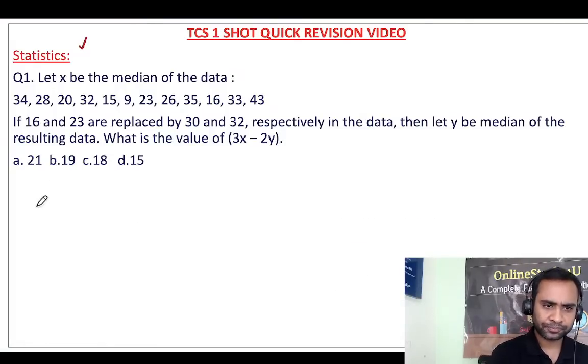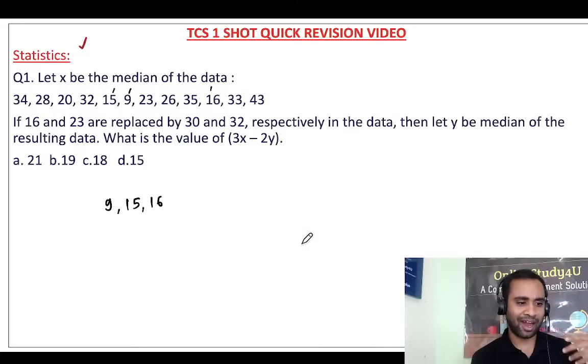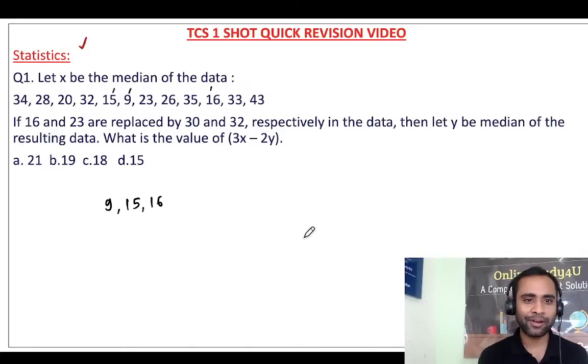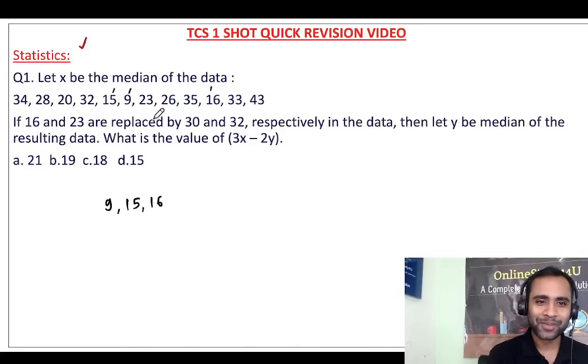Till then, I will arrange them in ascending order. See, this kind of question is a difficult problem, because at this age it is very difficult for me to visualize things properly. So 9, 15, 16, and then the next data is 20, then 23. I'm just arranging in ascending order because we have to calculate the median. Then 26, then 28.